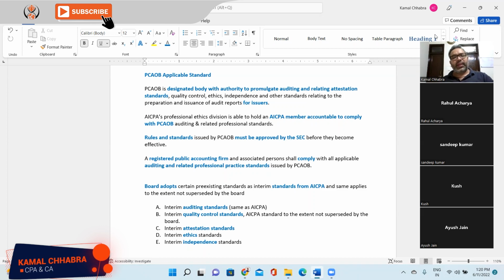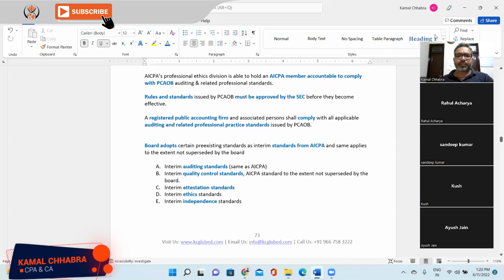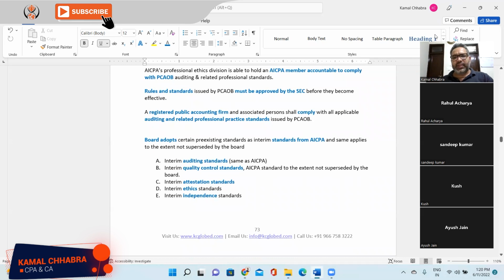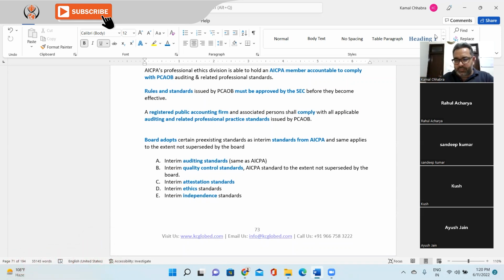Next is the AICPA Professional Ethics Division, which is able to hold AICPA members accountable to comply with the PCAOB auditing and related professional standards. That means, as we would all be members of the AICPA in future, when we are conducting an audit we need to comply with the AICPA rules and regulations. When we are conducting an audit or attestation service for an issuer, we need to comply with the PCAOB rules and regulations as well as the AICPA rules and regulations.